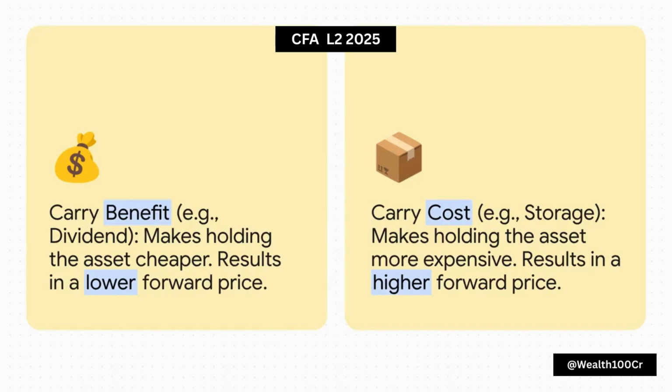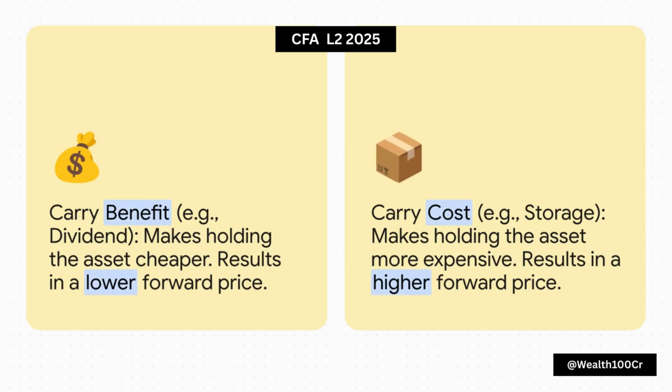The intuition here is absolutely key for the exam. Think about it. If holding an asset pays you money, like a dividend, it makes it cheaper to carry it to the future, right? Well, to prevent arbitrage, that benefit has to be passed along, which means a lower forward price. On the flip side, if you have to pay storage costs, that makes holding the asset more expensive. So that cost gets passed on as a higher forward price.